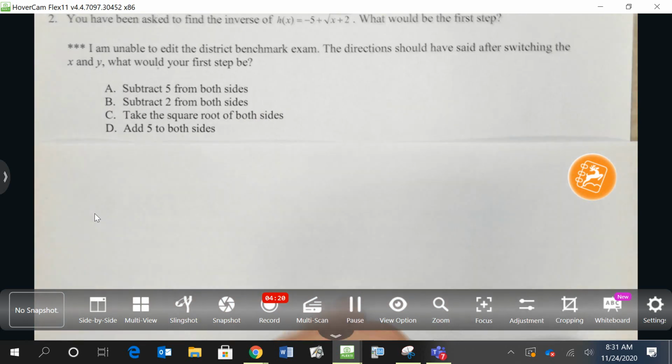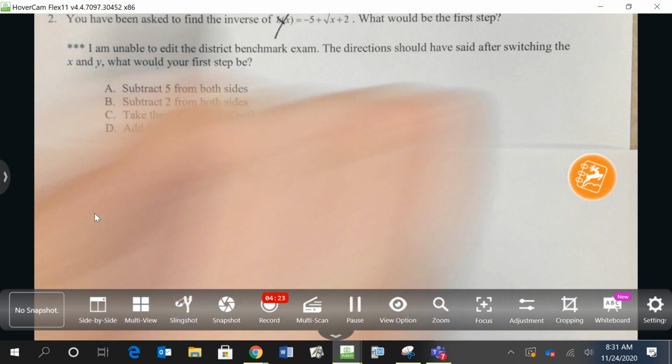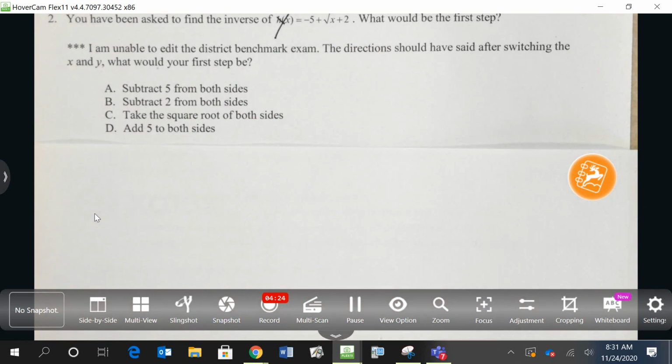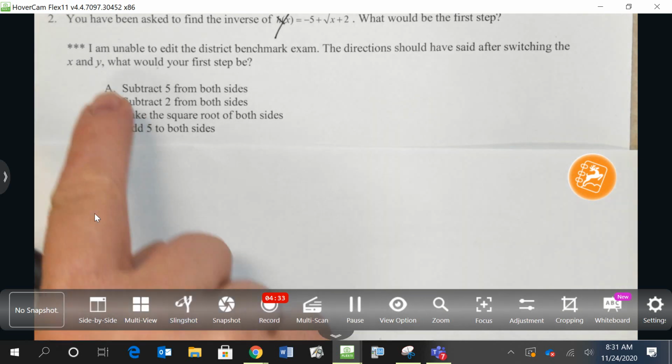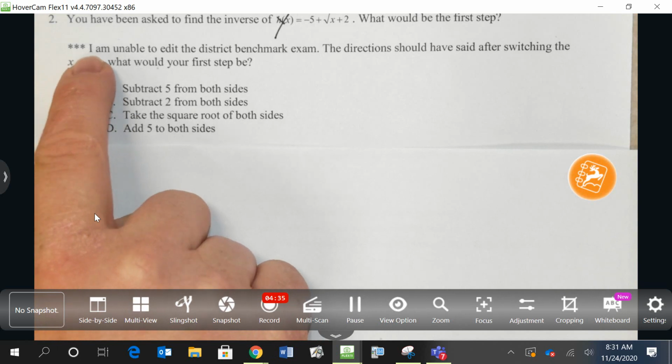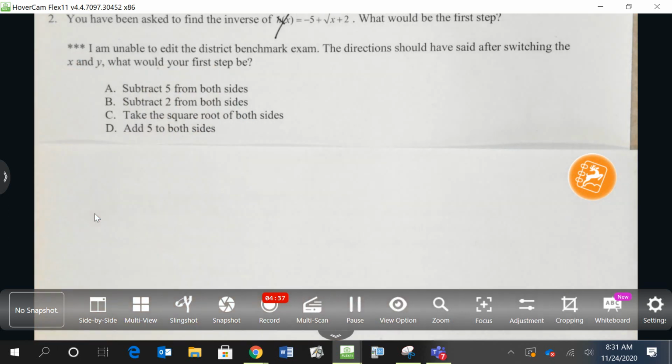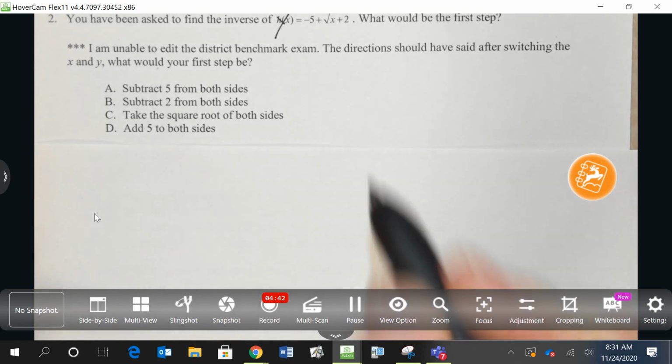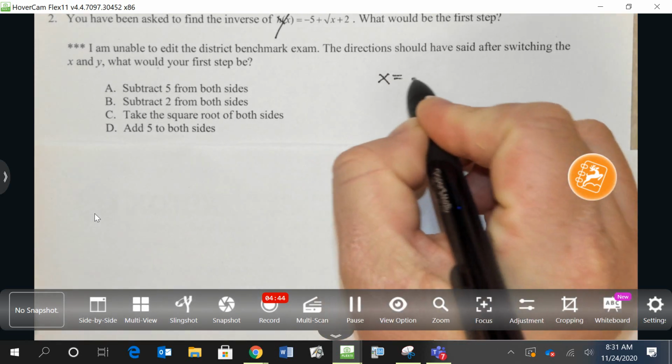Well, we know the first step, after we assume that this is a y, would be to switch the x and y. But whoever created this test made a mistake. Obviously, they're going to have to fix it before next semester starts, but they haven't made the corrections yet. And so for that reason, I put a little dot, dot, dot. I'm unable to edit this benchmark exam's direction, which should have said, after switching the x and y, what would be your next step? So if I switch the x and y, this is what I have.